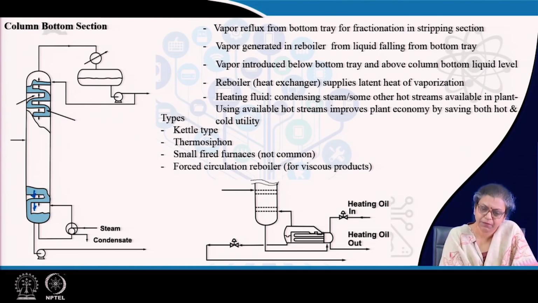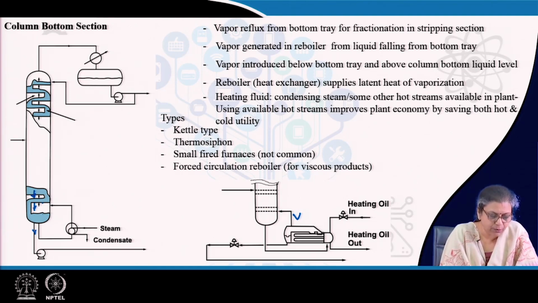How is this particular vapor generated? From the column bottom we withdraw the liquid product, and then that is sent into the reboiler. What happens in the reboiler? There is partial vaporization, and we have a liquid and vapor mixture in equilibrium with one another. The vapor is introduced in the column. Where is it introduced? It is introduced just beneath the bottom tray and above the liquid level at the bottom of the tray. So that this vapor comes in contact with the liquid at the bottom tray, and the stripping of the more volatile component starts from this particular part itself.